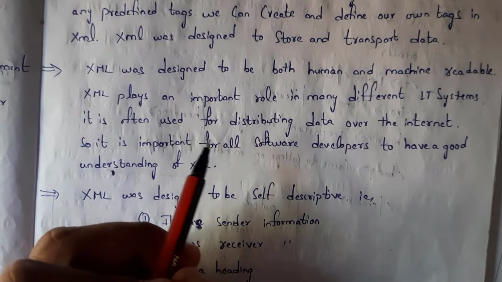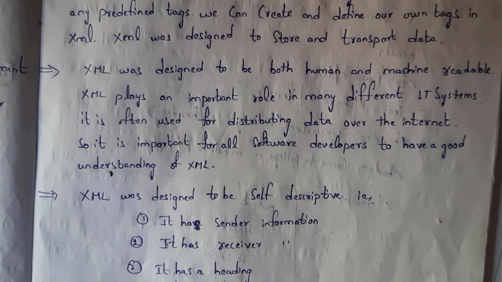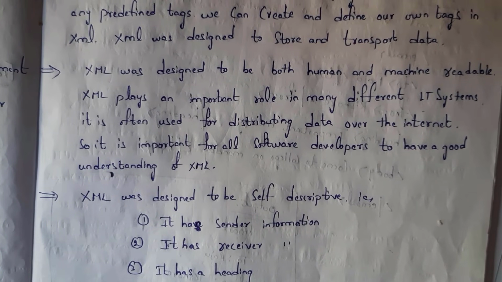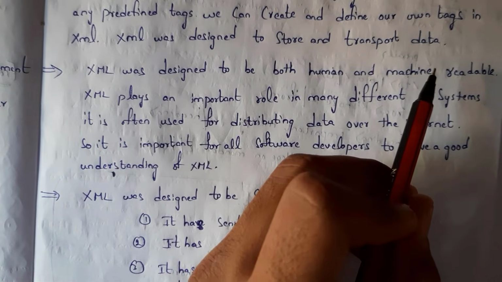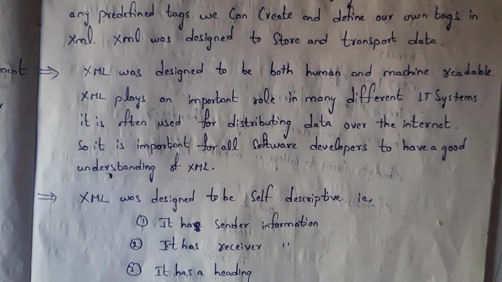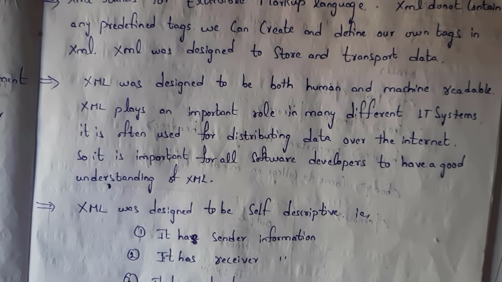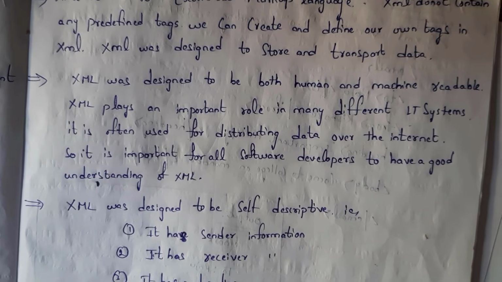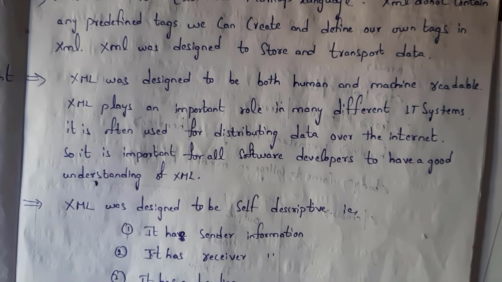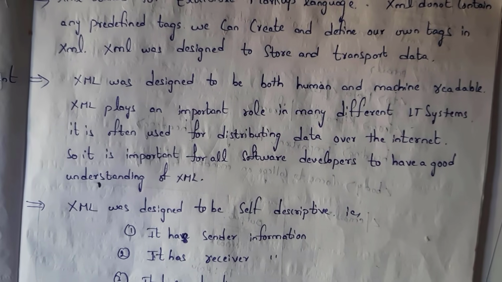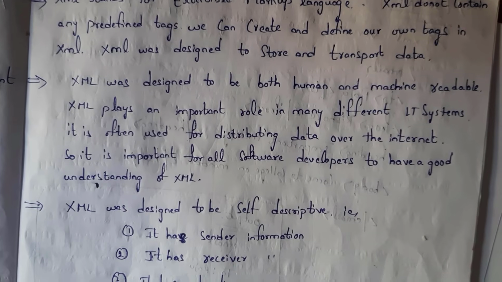It is often used for distributing data over the internet. The main purpose of using XML is to distribute data. As I said before, it is used to store and transport data. We can easily transport data over the internet in XML. And this XML is used by many IT companies because this language is easily understandable by human beings. So many software companies prefer XML. Many software engineers use XML because it is easily understandable by human beings as well as by machines.